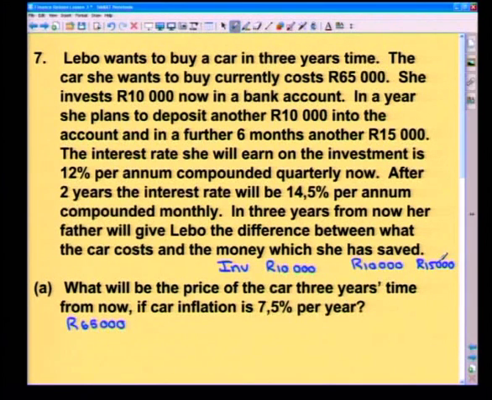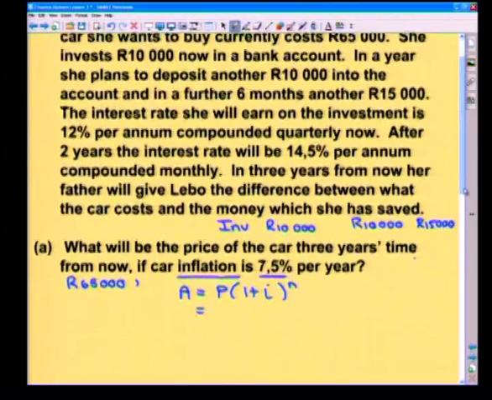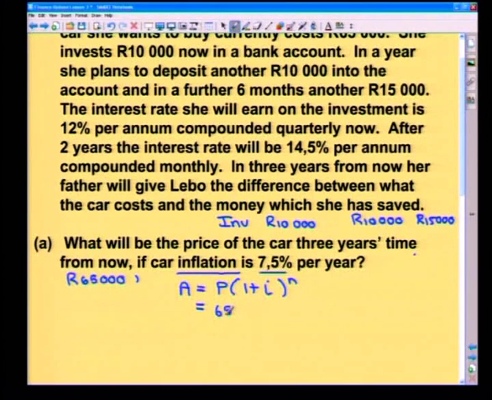So let's have a look at this and see how we can do it. The first thing says, what is the price of the car 3 years' time from now if the inflation, so we're adding on interest, is 7.5% per year. So we need to work out, although the car is worth 65,000 at this moment in time, what it'll be worth when she actually has finished saving her money. So we're going to go to accumulated equals principal, 1 plus i to the power n. We know that it's 65,000, 1 plus 0.075, and it's for 3 years.